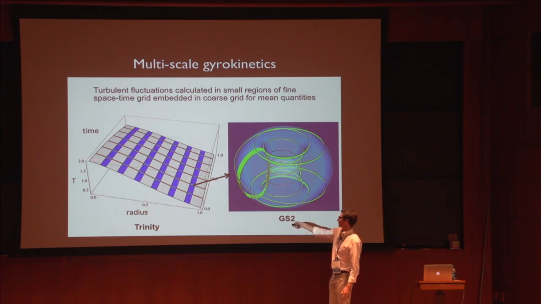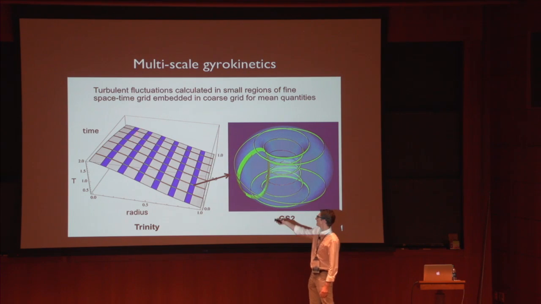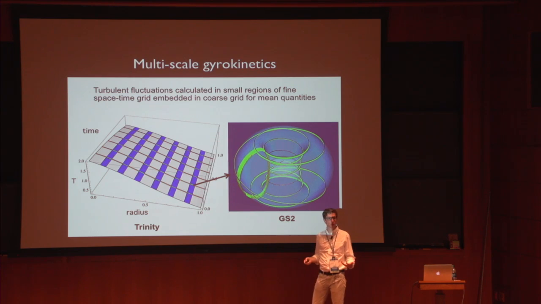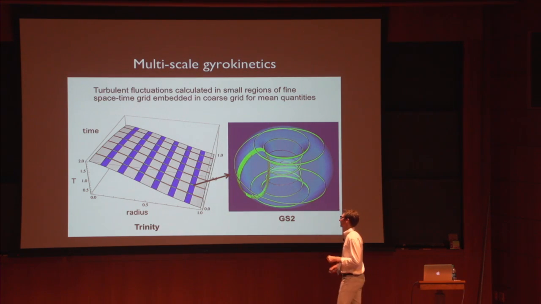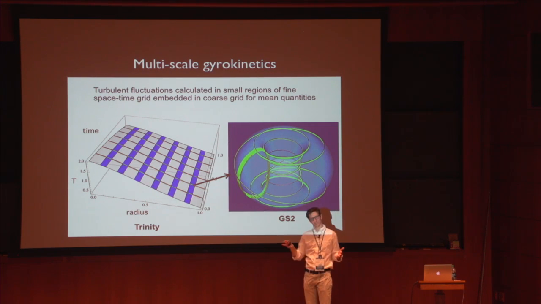Let's imagine we just have to resolve the turbulence. We would still need to have a fine mesh to resolve turbulence in space and in time. Instead, what we're going to do, and what we've done successfully analytically by going to this mean field theory approach, is we've decoupled these two problems a little bit, right?